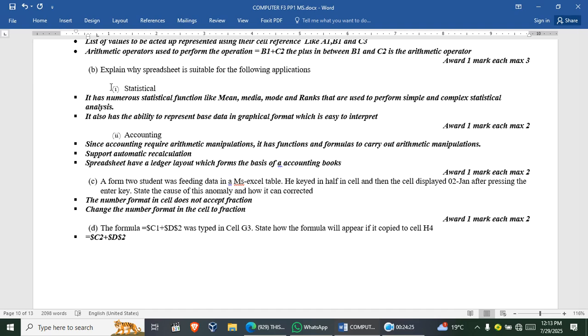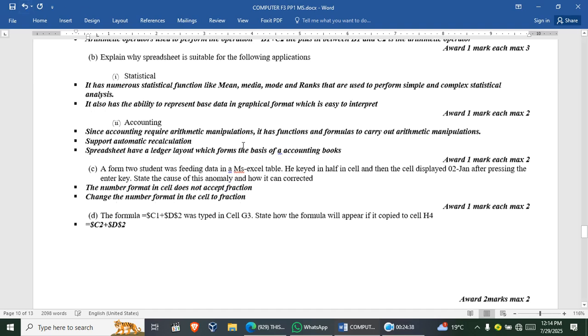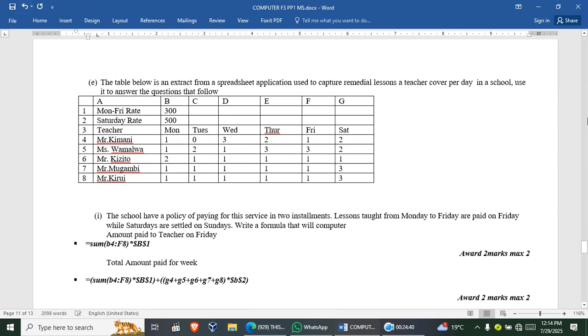Then the next thing, you are supposed to copy this formula. C1, it is in absolute. Let's see, then D2 to H4. That one, you get that one as the answer. That one you can just do it in your Microsoft Excel work.